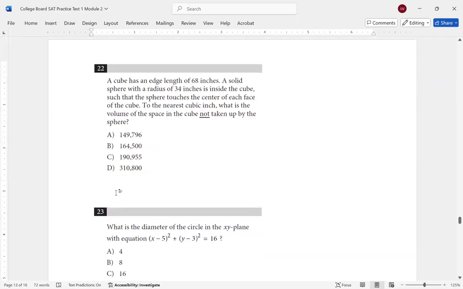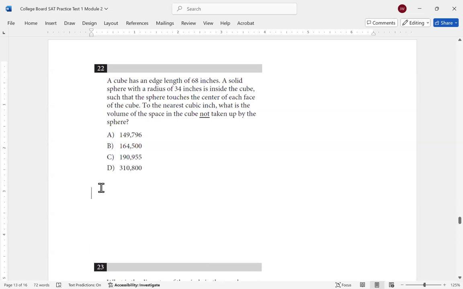Let's take a look at problem 22. A cube has an edge length of 68 inches. A solid sphere with radius of 34 inches is inside the cube such that the sphere touches the center of each face of the cube. To the nearest cubic inch, what is the volume of the space in the cube not taken up by the sphere?